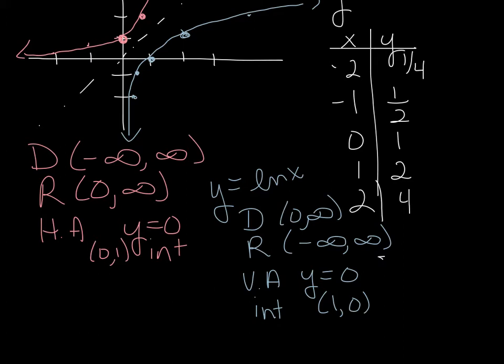We graphed y equals 2 to the x, and then we did the graph of its inverse function, which is y equals, it wasn't natural log, I'm sorry, it should have been the log base 2. So that is the graph of that inverse function.